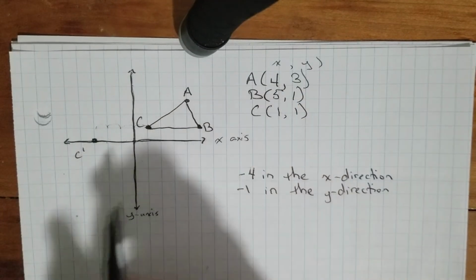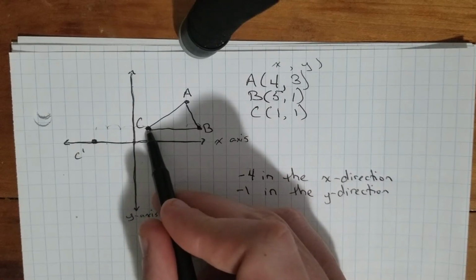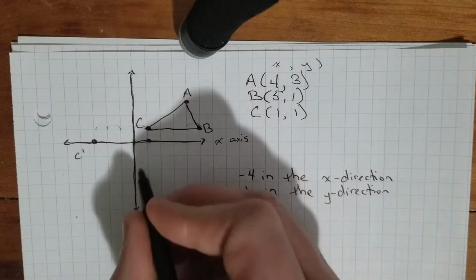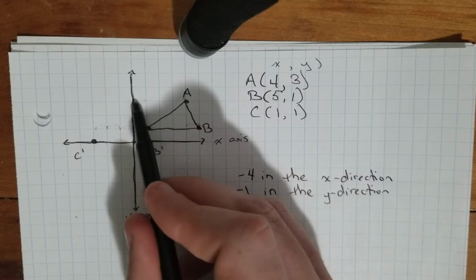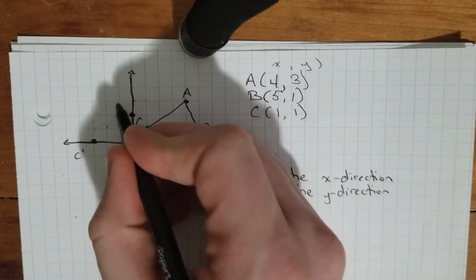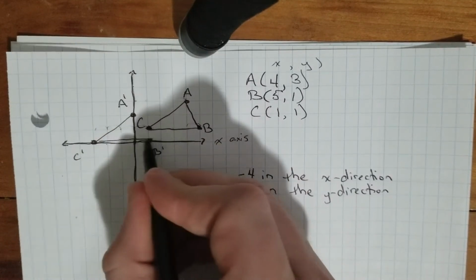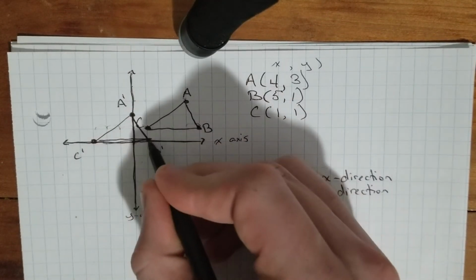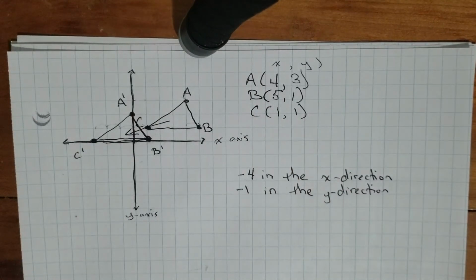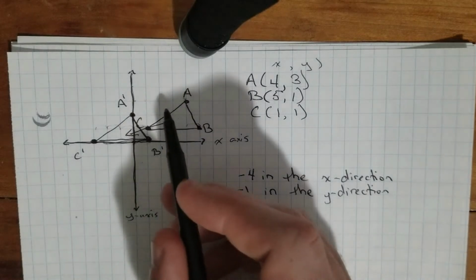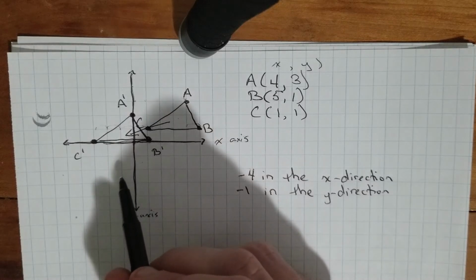Let's do the same to the B. -4 in the x, 1, 2, 3, 4 in the x direction, and then -1 in the y direction. Perfect. There's my new point B. A, let's do the same thing. 1, 2, 3, 4, down 1. There's my new point A. All I have left to do is connect the dots. And now I have my translated shape from here to here. I can see that translation and all of the points moved in the same direction and at the same magnitude.